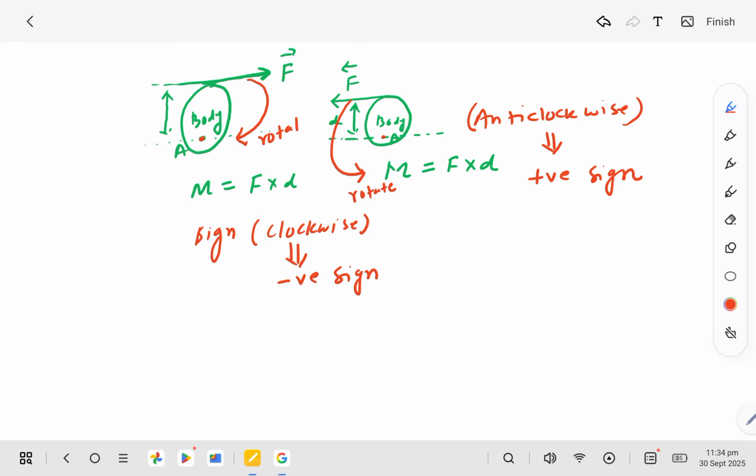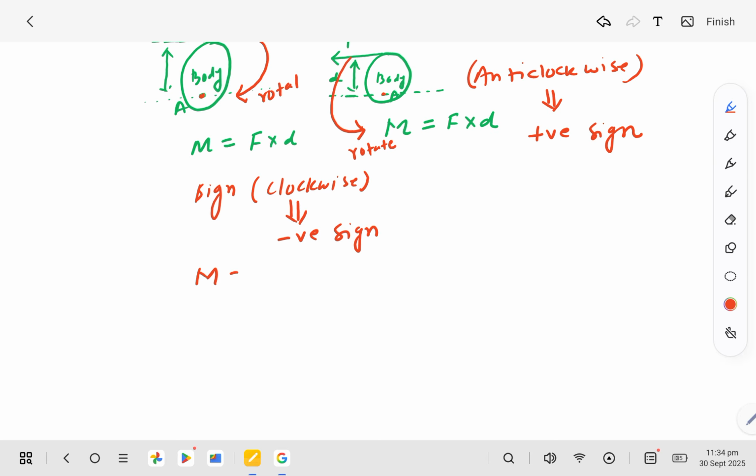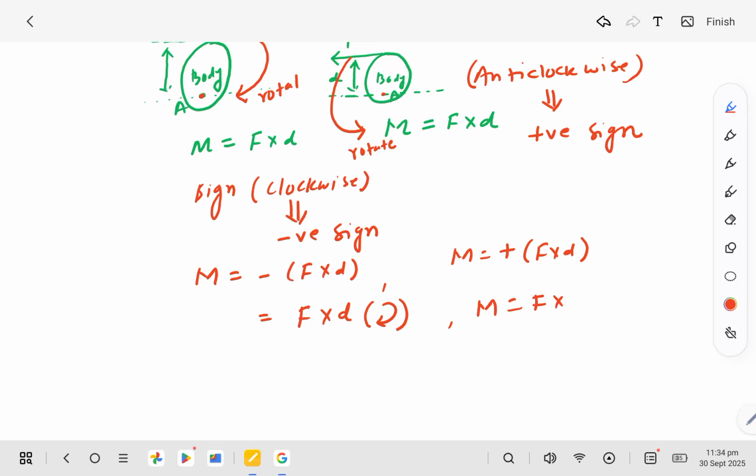So in this case if I write here, M will be negative value of F into D, and for this case M is positive F into D, or sometimes we write F into D as magnitude, and then with the sign convention, M equal to F into D. This is the representation of the direction of moment of the forces.